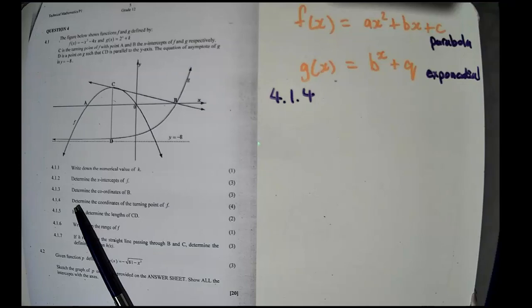The next question, 4.1.4. Determine the coordinates of the turning point of f. So notice the graph of f is the parabola. That will be the turning point of f. In other words, you have to calculate point C. So f of x is equal to that which is given. And to find the turning point, all you have to do is do a derivative.